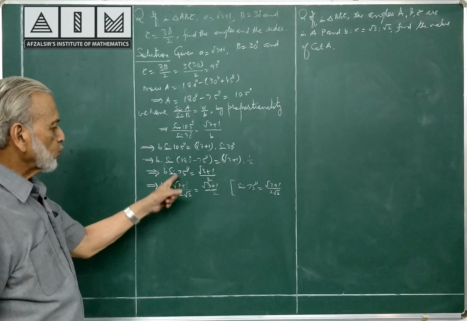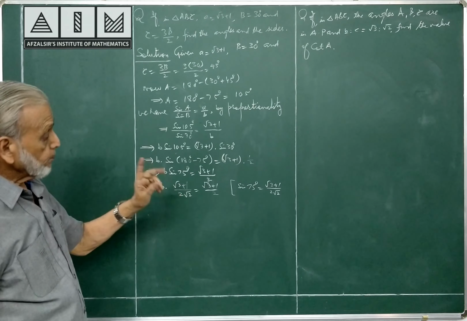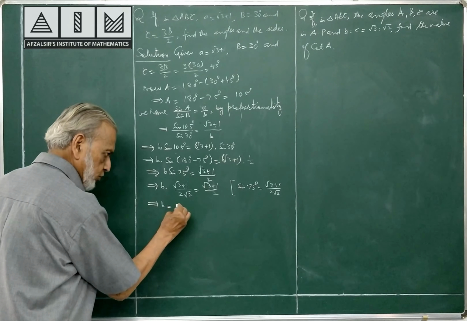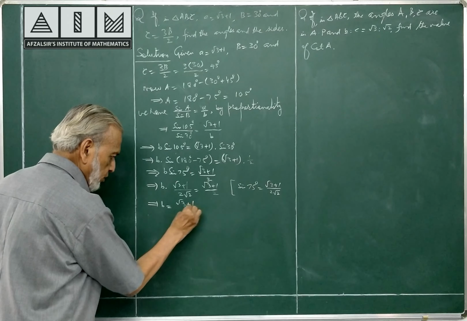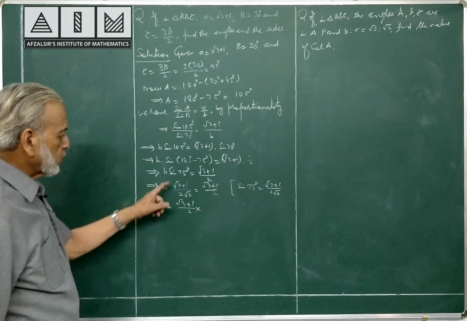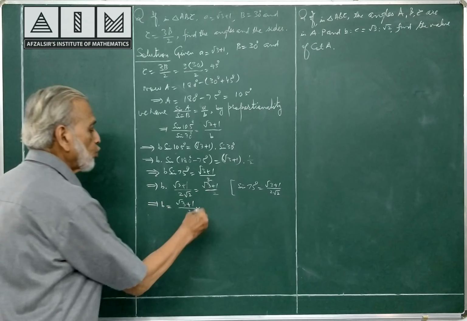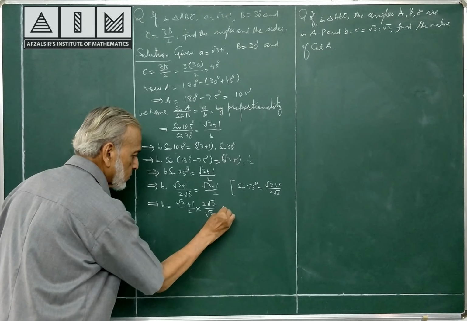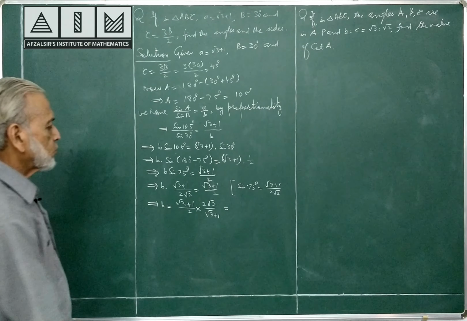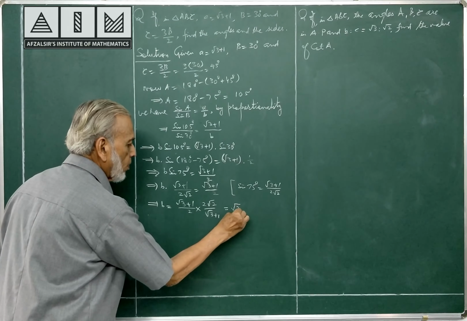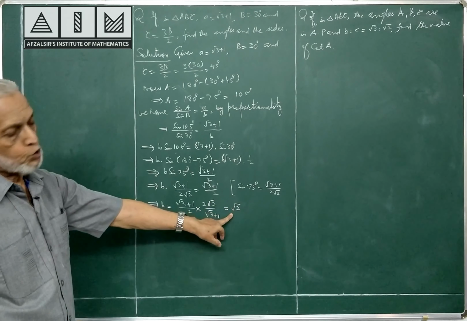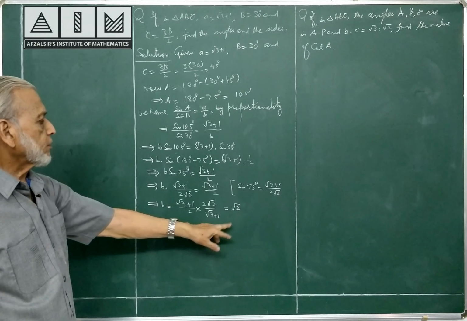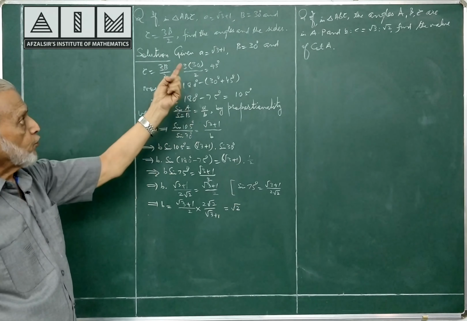So root 3 plus 1 by 2 root 2 is substituted for sin 75, root 3 plus 1 by 2 as it is. So b is equal to, watch carefully, root 3 plus 1 by 2 is the right hand side already. This root 3 plus 1 by 2 root 2 becomes 2 root 2 by root 3 plus 1. After all cancellations, you get root 2. So side b is root 2. We have taken sin A by sin B is equal to a by b and got b is equal to root 2. You have to find out side c now.